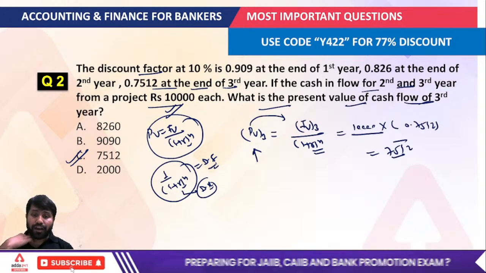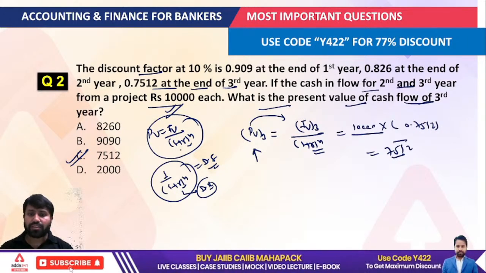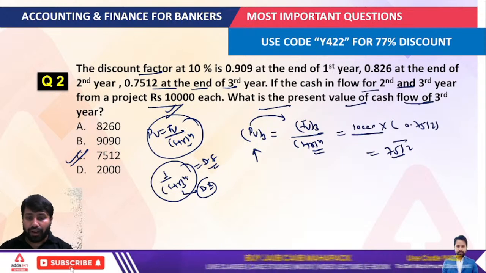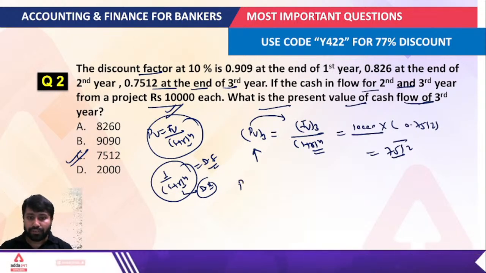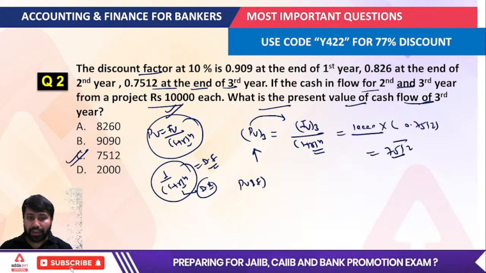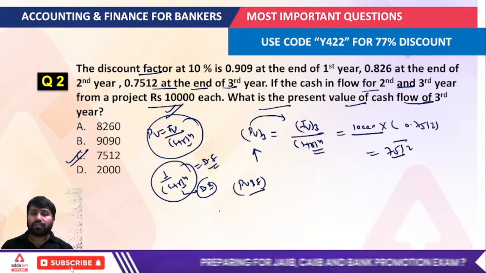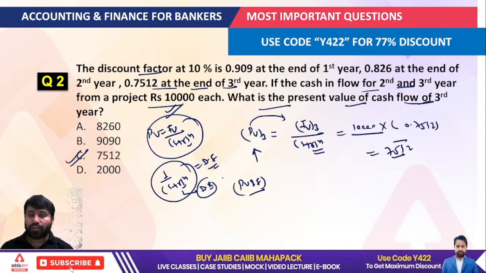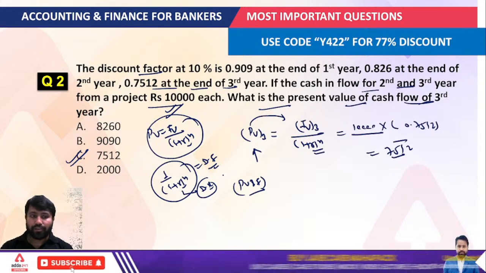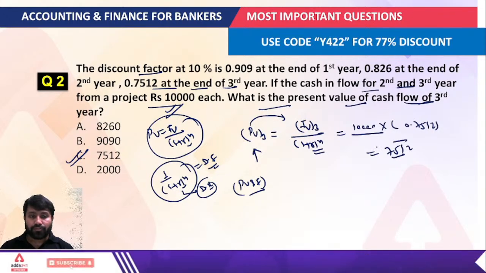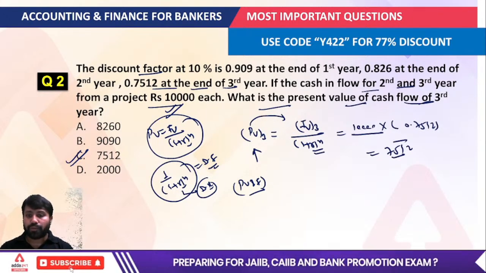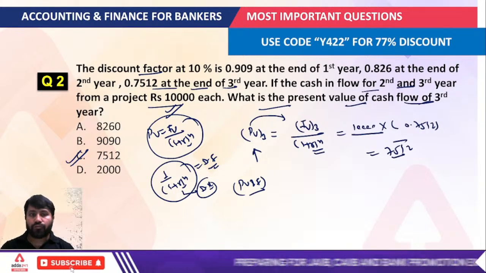So whenever this kind of question is given, you have to solve it in this way, and when the PVIF value is given, it means the same thing. I think it is understandable. So the answer of this question would be 7512.